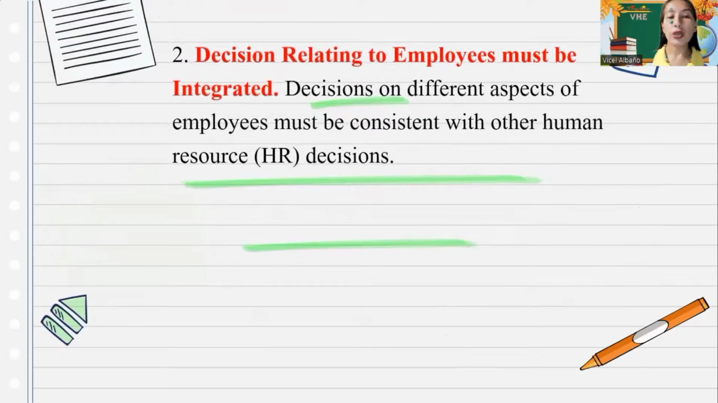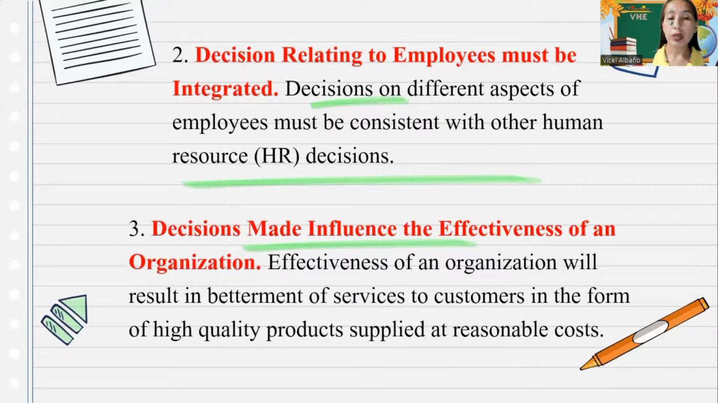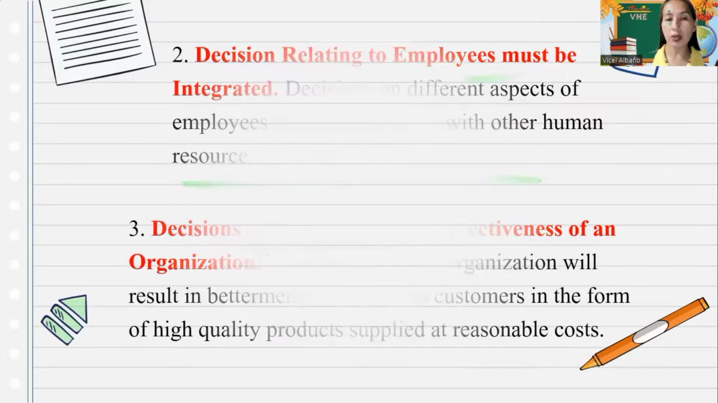Second, decisions relating to employees must be integrated. So decisions on different aspects of employees must be consistent with other human resource or HR decisions. The third, decisions may influence the effectiveness of an organization. Effectiveness of an organization will result in betterment of services to consumers in the form of high quality products supplied at reasonable costs.